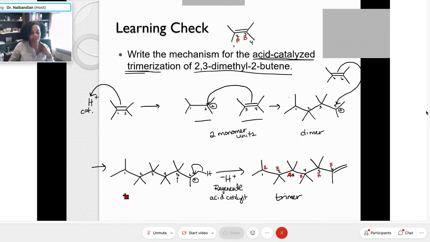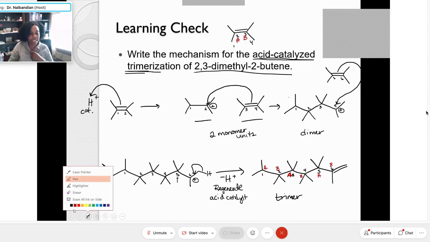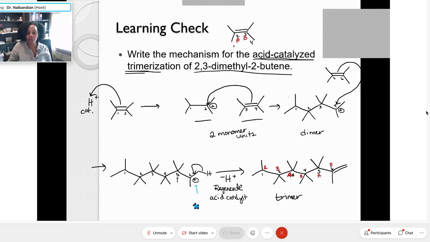We have to catalyze the reaction. We start the reaction with acid. And so every time we're doing this, when you see this positive charge here, you know it was acid catalyzed. When you see a negative charge, you know it was anionic. If you see a radical here, you know it's a radical mechanism. So you can tell what happened in the beginning based on the intermediate that you get.